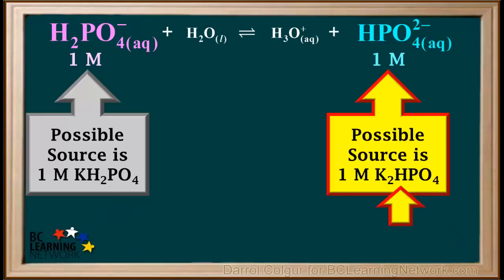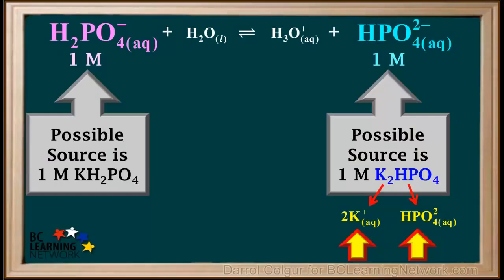Any soluble ionic compound which contains the monohydrogen phosphate ion would be a good source of this ion. An example is the soluble salt potassium monohydrogen phosphate, K2HPO4. K2HPO4 dissociates into 2 K+ ions and 1 monohydrogen phosphate ion, HPO4 2-. K+ is a spectator and can be discarded, leaving us with monohydrogen phosphate ion, HPO4 2-.